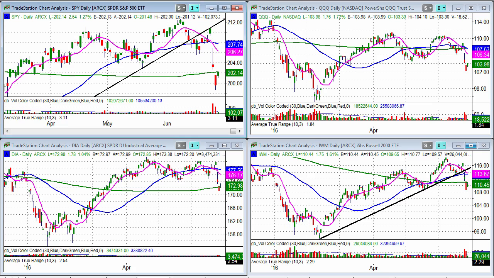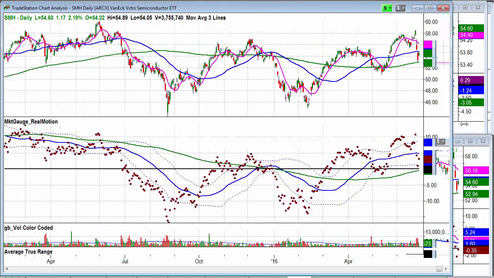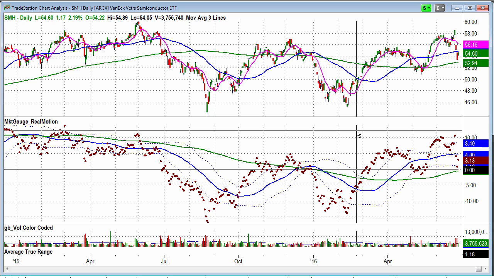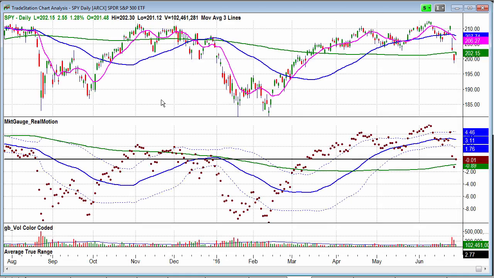And that other stuff has to do with combining momentum with the phases. All right, so what do I mean by momentum? Well, when I talk about momentum, I'm referring to our Market Gauge Real Motion Indicator. The Real Motion Indicator is one in which we measure the momentum of the market, and we measure it in a way that it should line up with the 50 and the 200-day moving average on individual charts. So before I get to SMH, let's just go back to SPY to keep this a little consistent. And here's what it does for you.